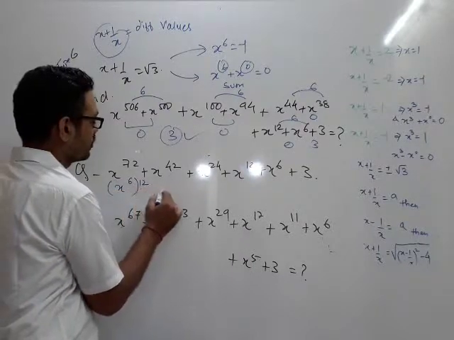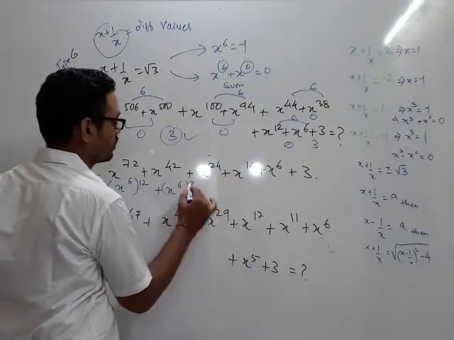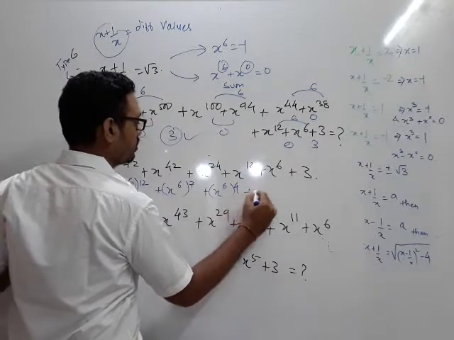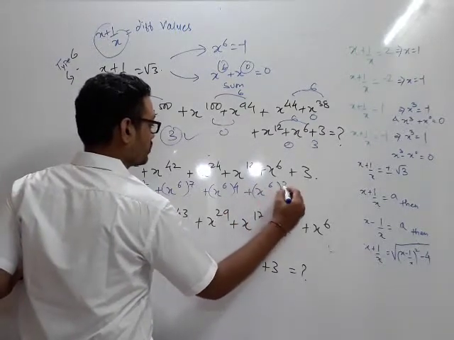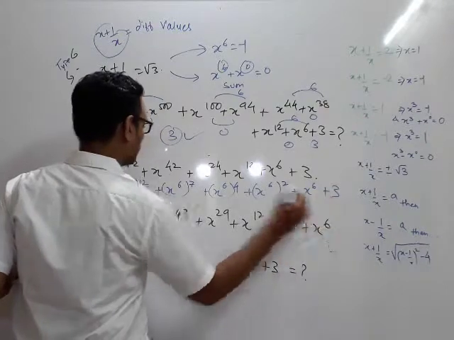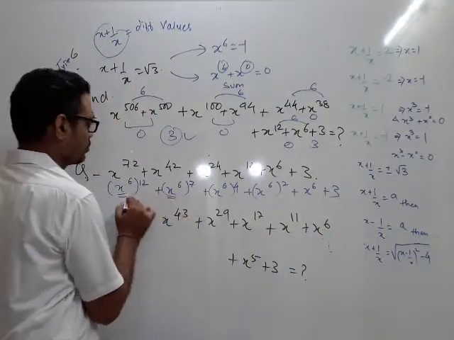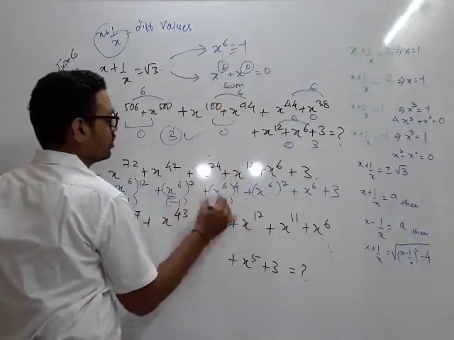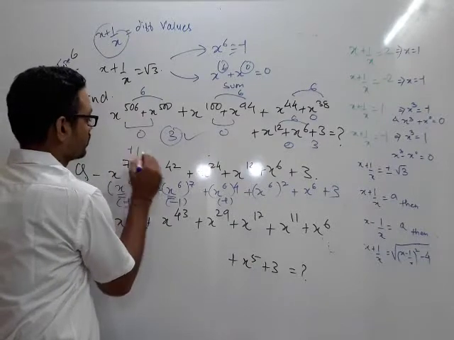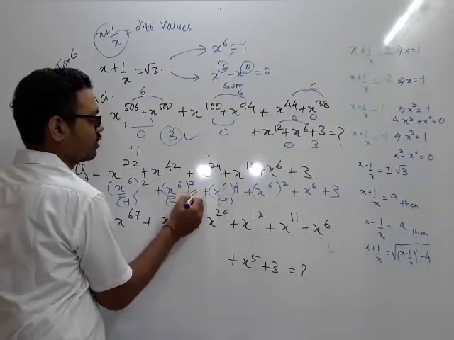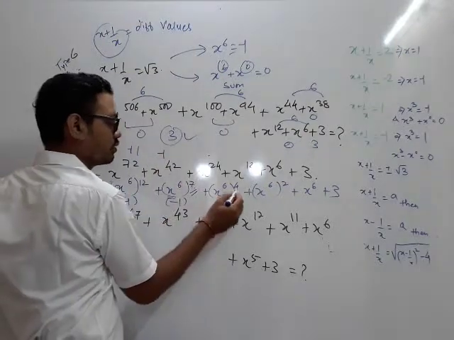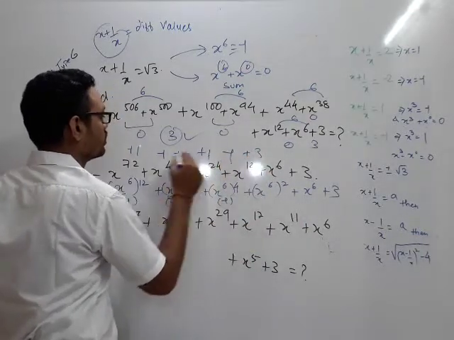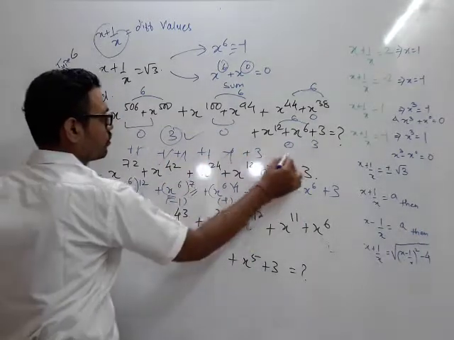x raised to 6 raised to 12 plus x raised to 6 raised to 7, x to the power 6 to the power 4, x to the power 6 to the power 2 plus x raised to 6 plus 3. So wherever there is x raised to 6, put minus 1, because x raised to 6 is minus 1. So minus 1 raised to 12 will be what? Plus 1. Minus 1 raised to 7 will be what? It is odd, so it will be minus 1. Minus 1 raised to 4 will be what? Plus 1, plus 1, minus 1, plus 3. So it becomes 3 plus 1, 4.